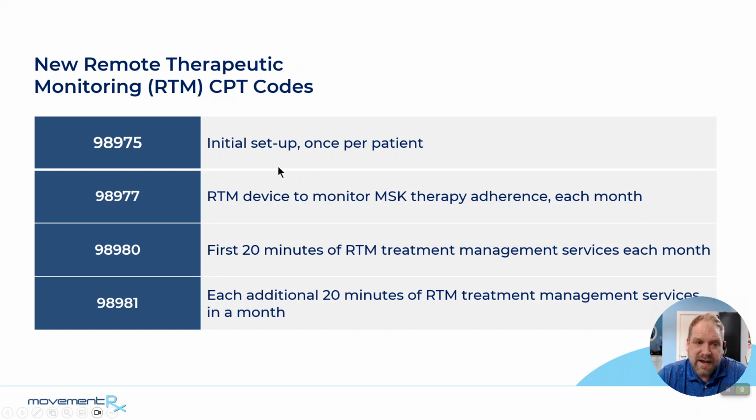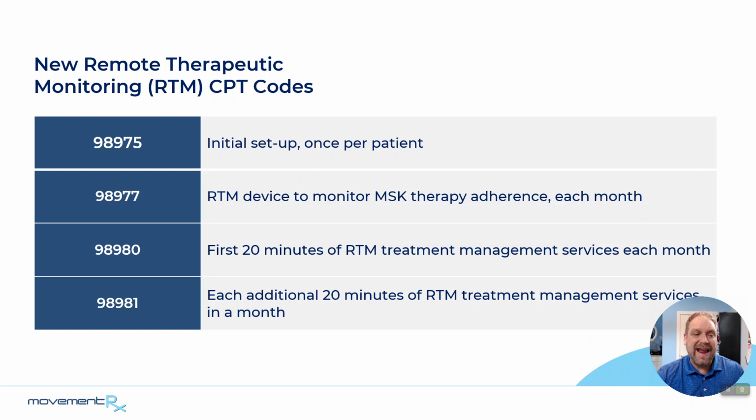The first one is 98975. That is an initial setup and it's a one-time code. So you setting up the HEP platform with the patient and educating them on how to use it, that is going to produce the first code.